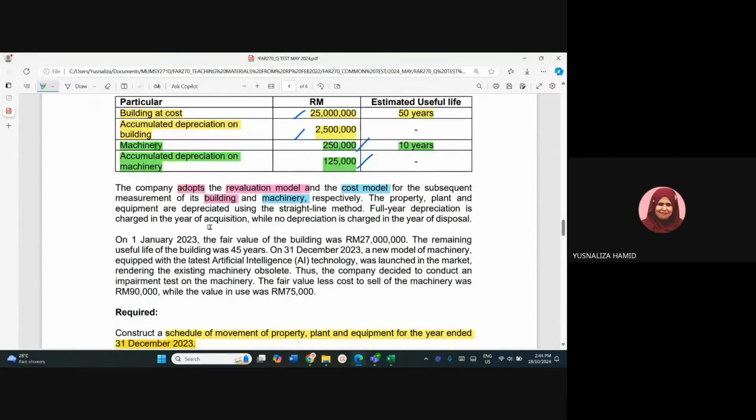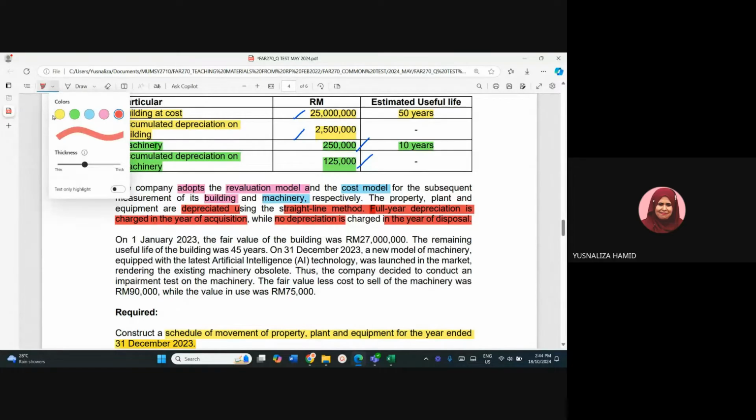You are informed the property, plant and equipment are depreciated using the straight line method for both assets. And you are informed full year depreciation is charged in the year of acquisition and there is no depreciation in the year of disposal. This statement means that you are using a yearly basis. So these are just information. Let's look at things that are related to your preparation of notes.